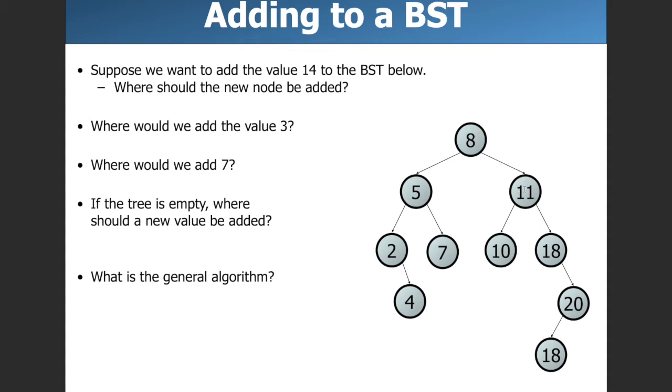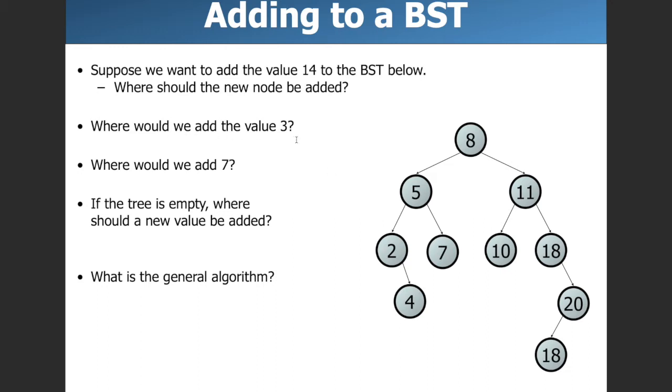We compare 11 and 14. 14 is greater, so we go to the right subtree. We compare 14 and 18. 18 is greater, so we go to the left subtree, and it is empty, there's nothing. The spot is available, so we insert it right here, as the left child of 18.